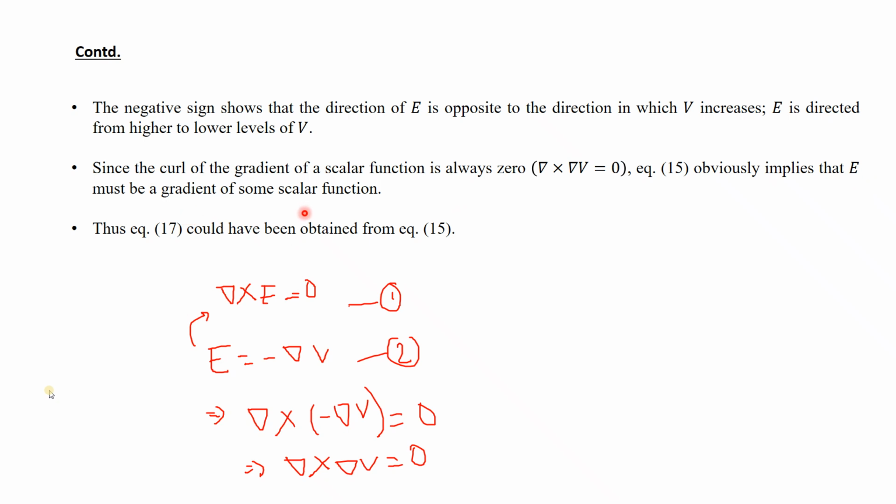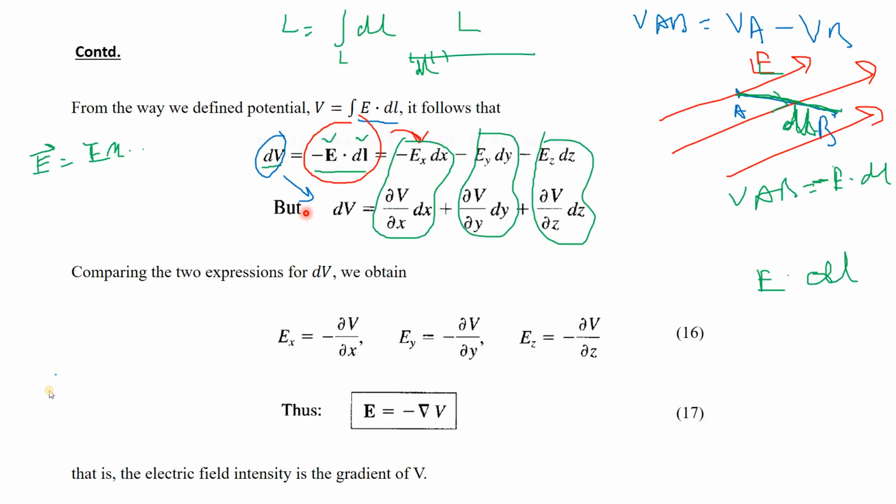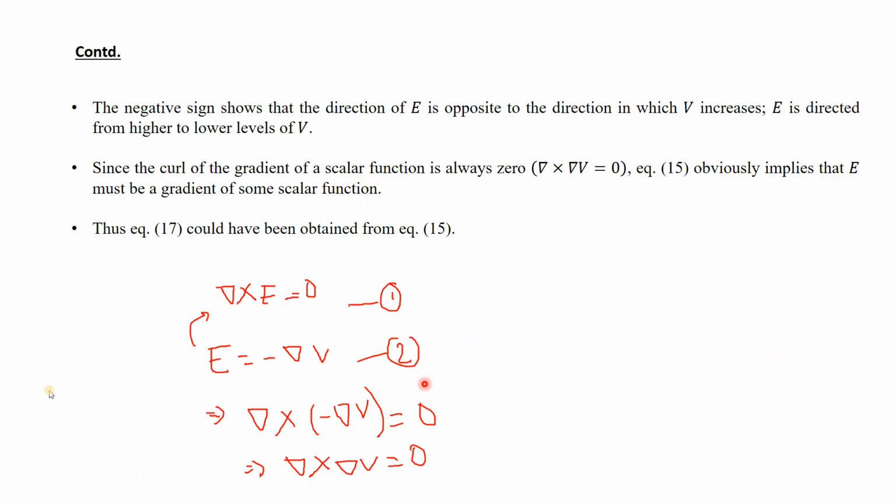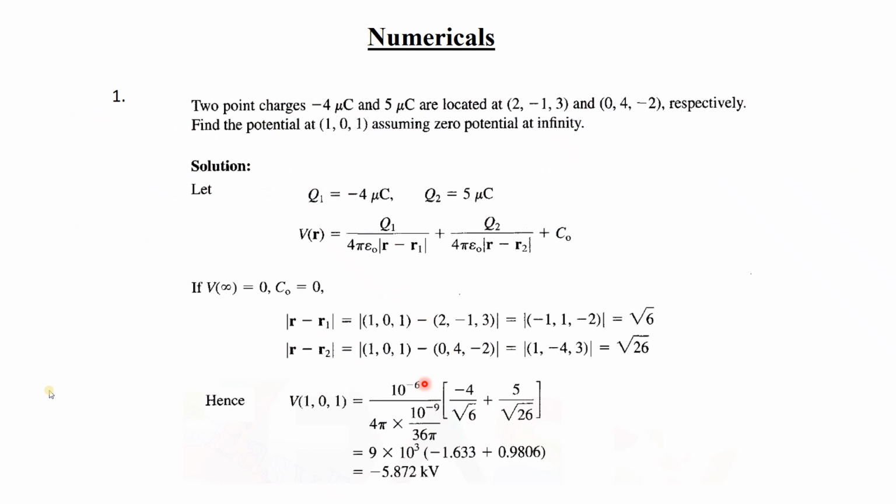OK. So that means E must be the gradient of some kind of scalar function. That is actually what it is. E is actually the gradient of V, and V is a scalar. So the electric field intensity is actually the gradient of a scalar quantity, that is, the potential V. OK.